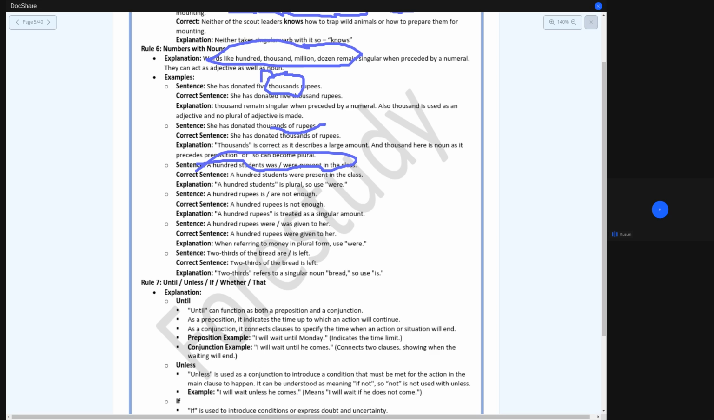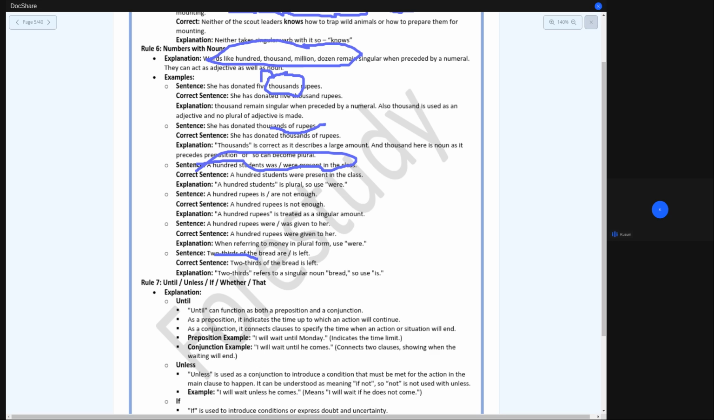100 rupees were given to her. If you are emphasizing the individual rupee notes, a plural verb might be used. So context matters here, but often sums of money are treated as singular. Okay, 2/3 of the bread are or is left? Is left. When dealing with fractions of a singular, uncountable noun like bread, the verb is singular. If it were 2/3 of the apples, then are rotten, because apples is plural, so the verb would be plural. Understood?